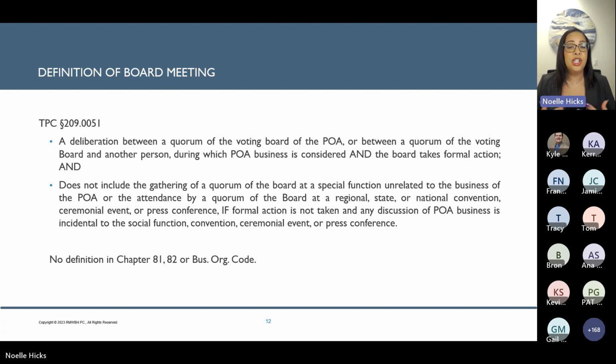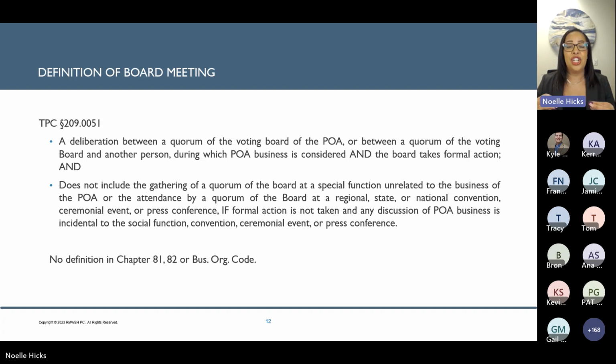Now, let's consider the scenario where there is some sort of event happening in the community and there are several board members present. Well, the Property Code does take that into consideration, and it states that an official formal board meeting does not include a gathering of a quorum of the board at a special function that's unrelated to the business of the POA, or attendance by a quorum of the board at a convention, ceremonial event, or press conference.